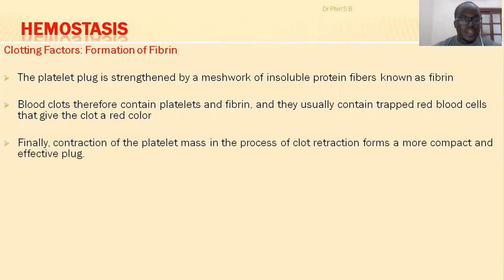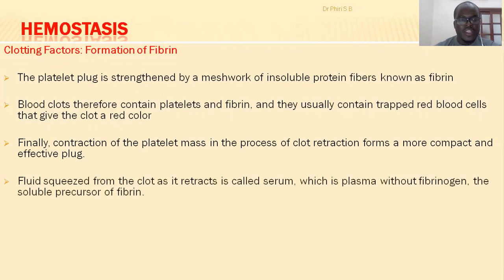So finally, contraction of platelet mass in the process of clot retraction forms a more compact and effective plug. Fluid squeezed from the clot as it retracts is called serum. So once the plug is contracting, the fluid that is squeezed out of the plug is called the serum. And this serum is basically plasma without fibrinogen, the soluble precursor of fibrin.